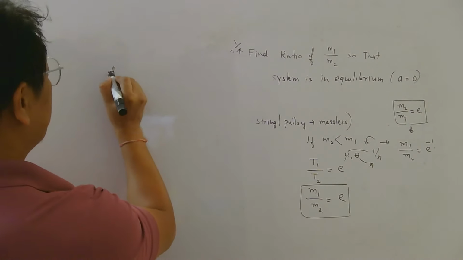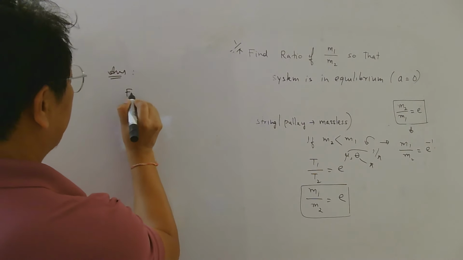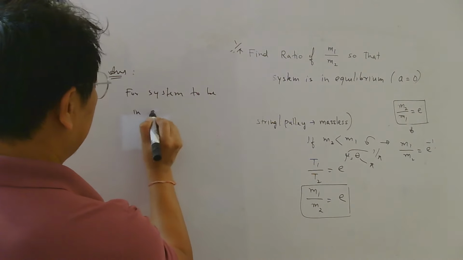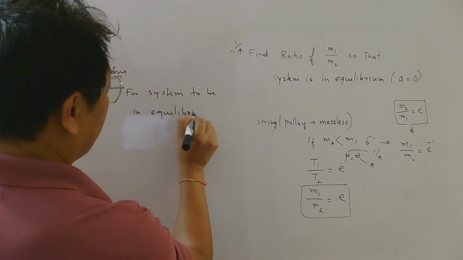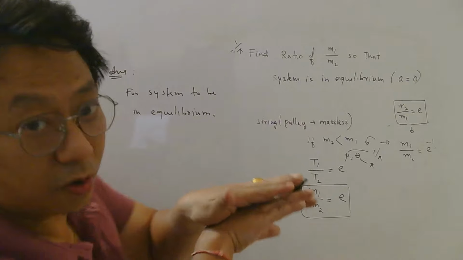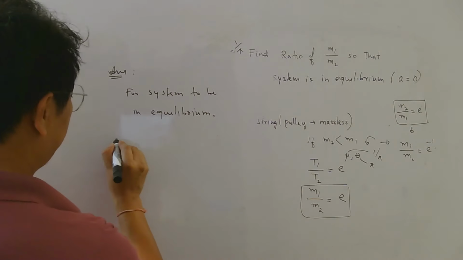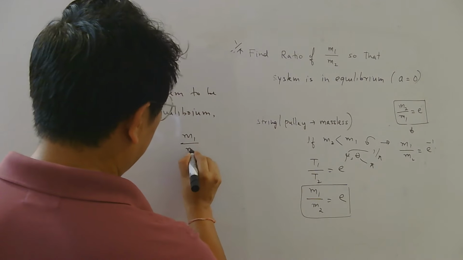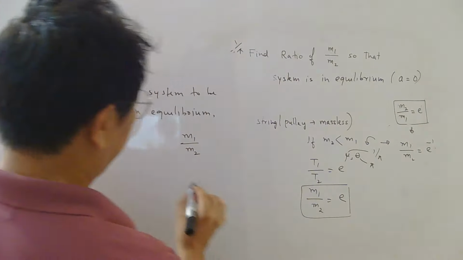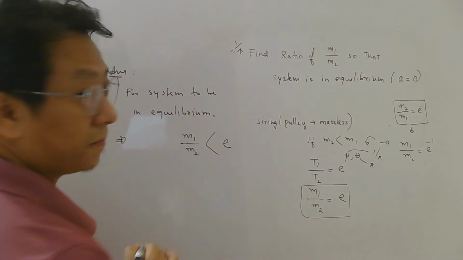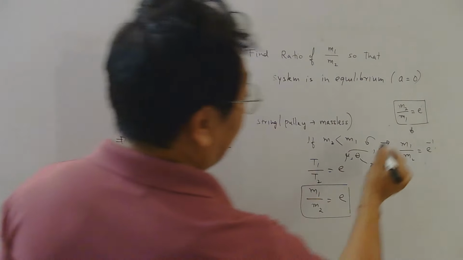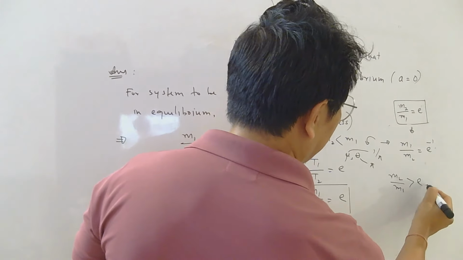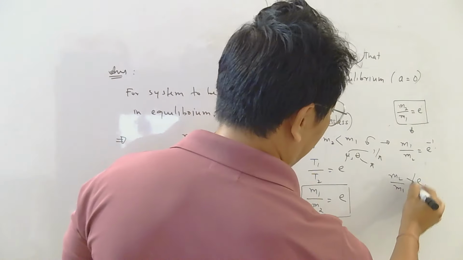So our answer should be something like this. For the system to be in equilibrium, meaning for the rope not to slip, it is important that m1 by m2 should not be greater than e. That means it should be less than e. And m2 by m1 should not be greater than e also, I told. Should not be greater than e.